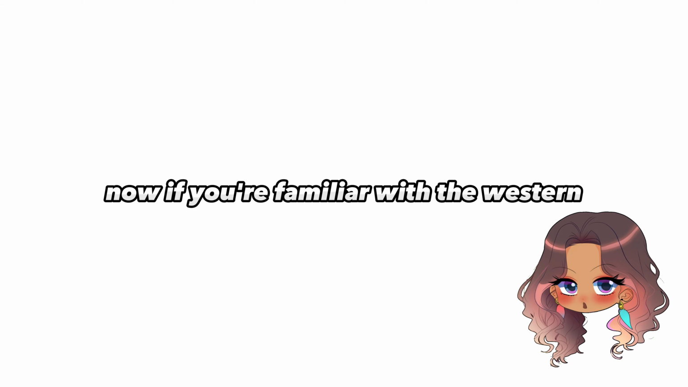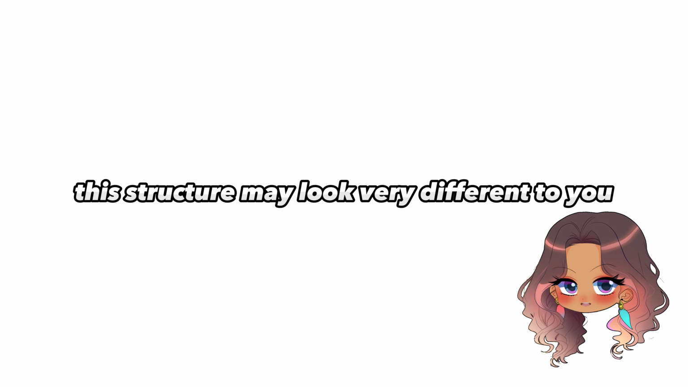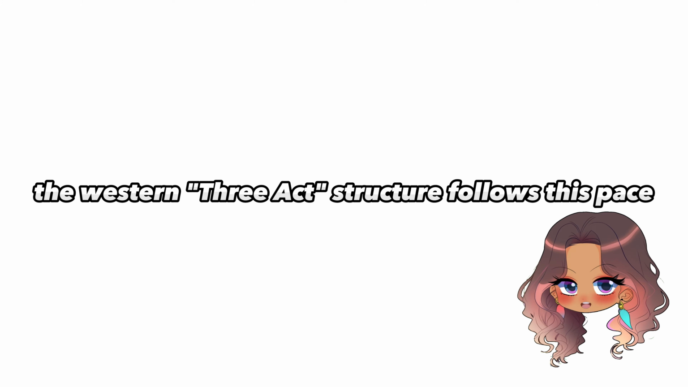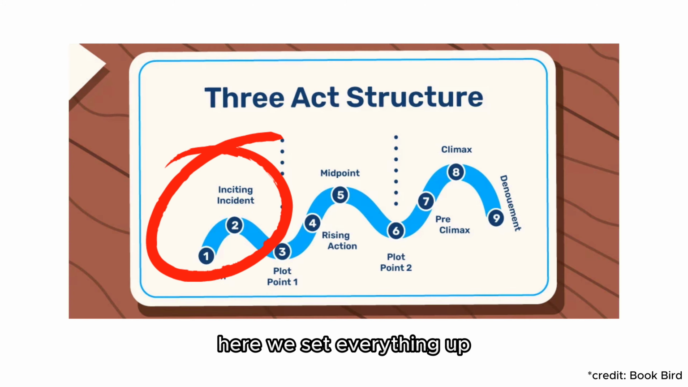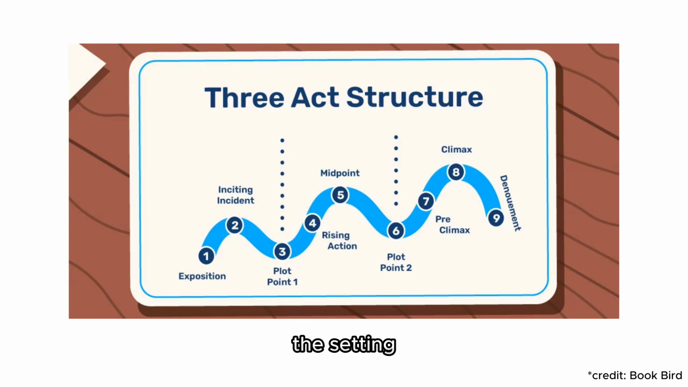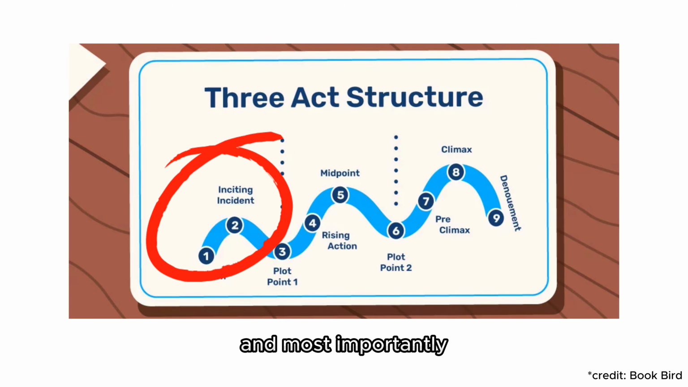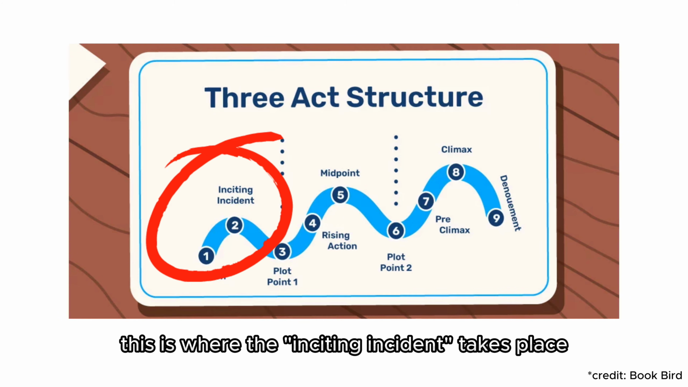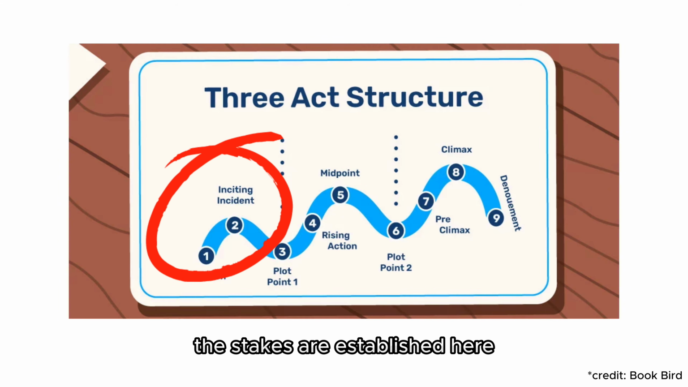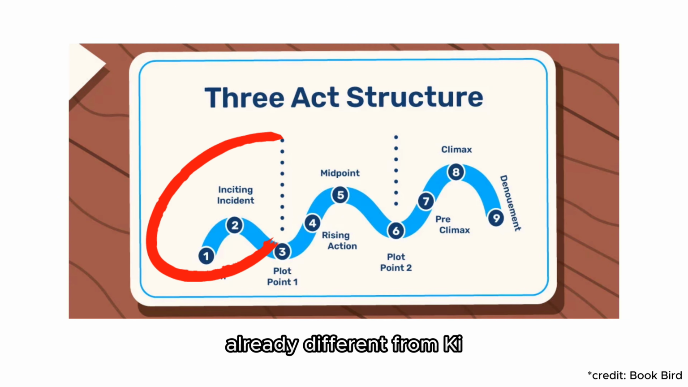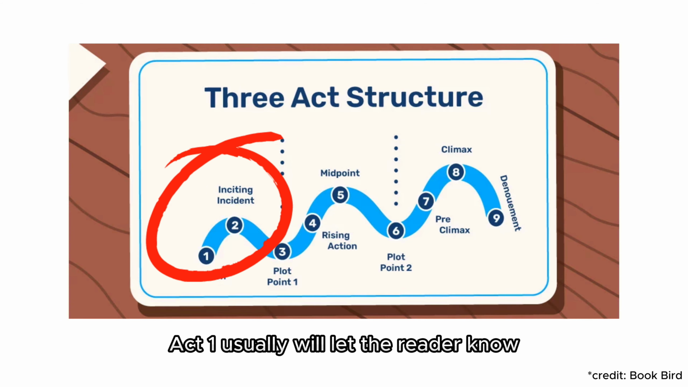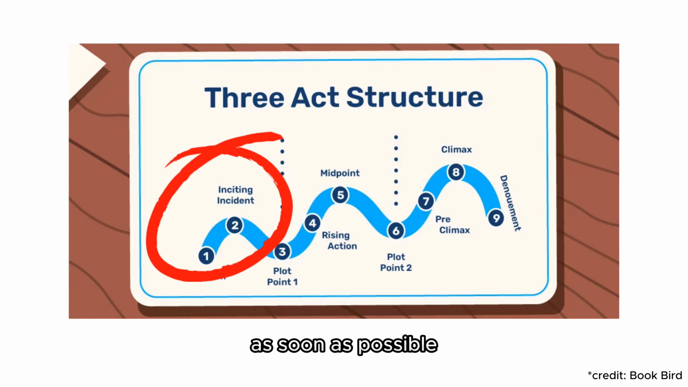Now, if you're familiar with the Western 3-act structure, this structure may look very different to you. The Western 3-act structure follows this pace. Act 1. Here, we set everything up. The setting, the characters, and most importantly, this is where the inciting incident takes place, or basically, the stakes are established here.